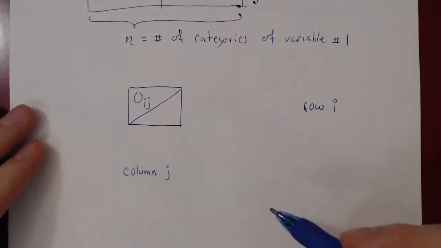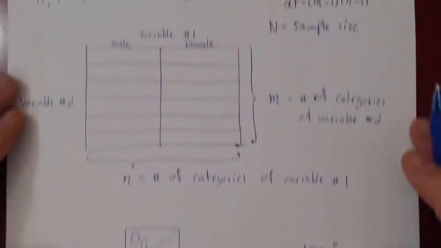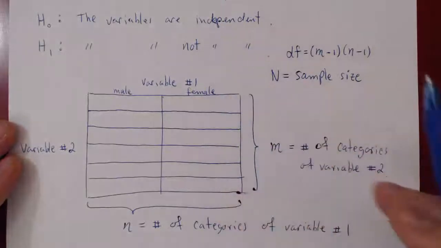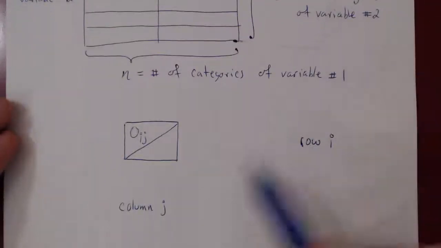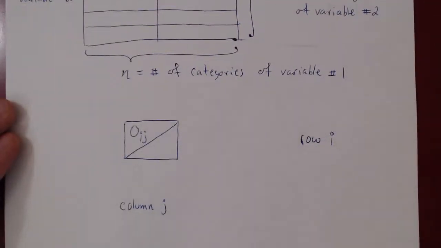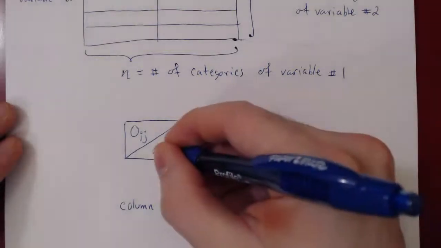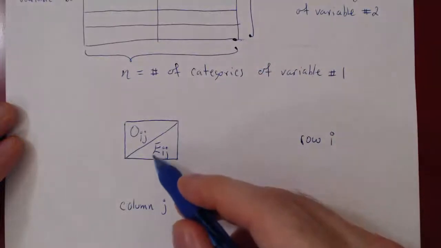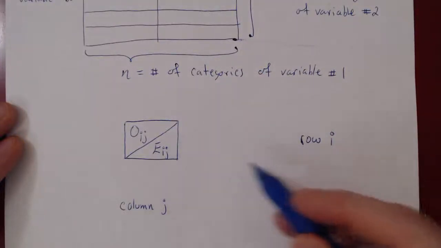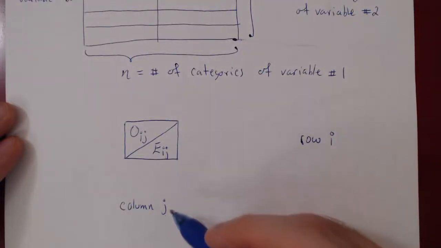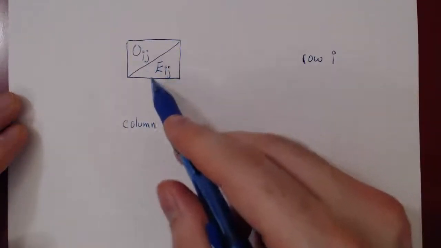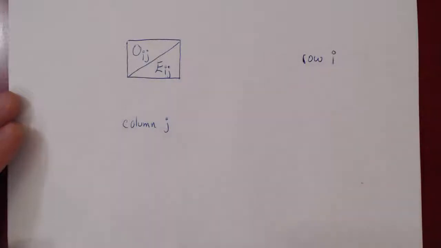The question is, under H0, under the assumption that the variables are independent, what should be the expected value of this cell? And we will call this EIJ, E for expected. So the expected value of the cell in row I, column J. Let's see how we can arrive at a formula for EIJ.